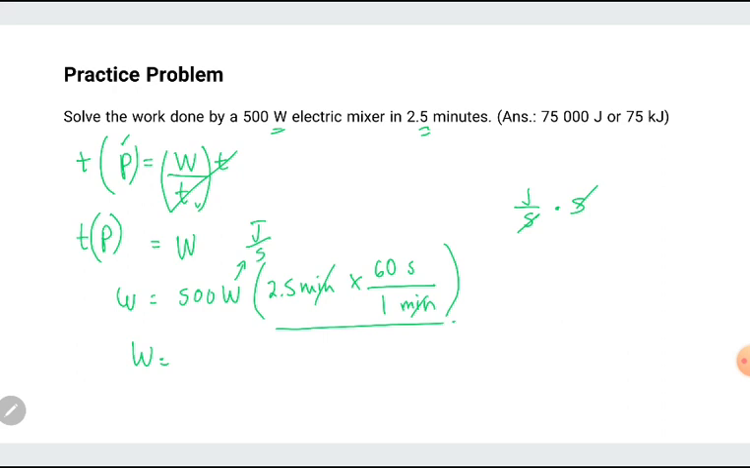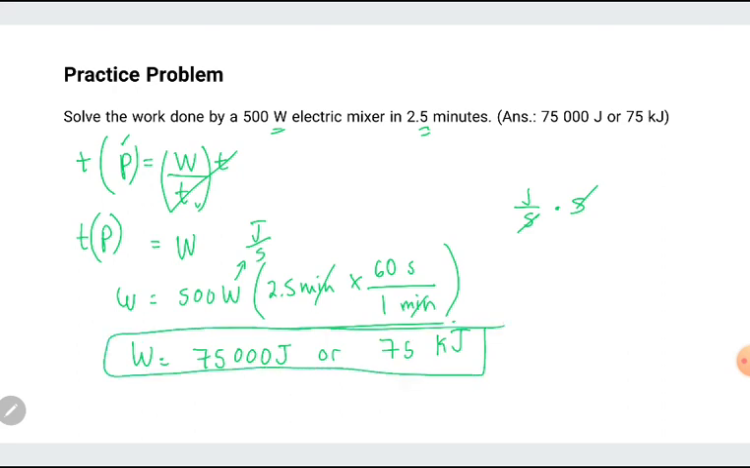500 times 2.5 times 60 will be 75,000 joules, or divided by 1,000, 75 kilojoules. Now here is our answer.